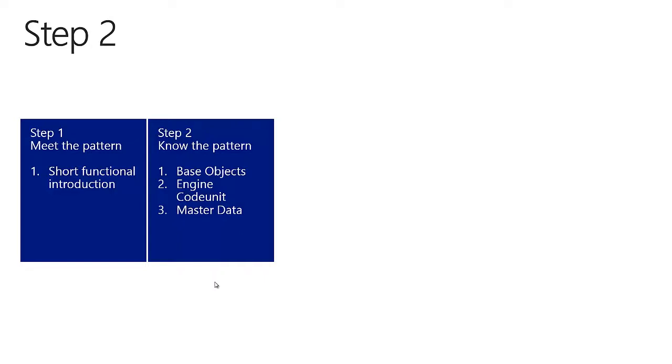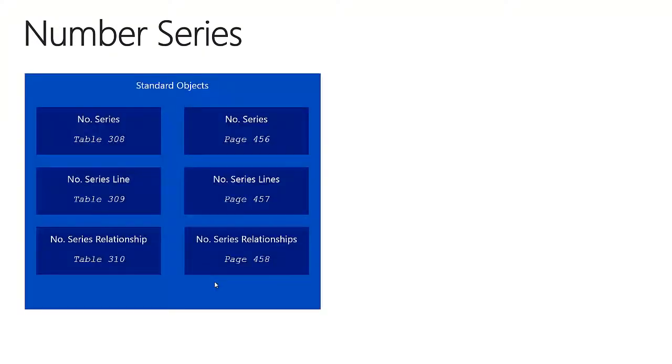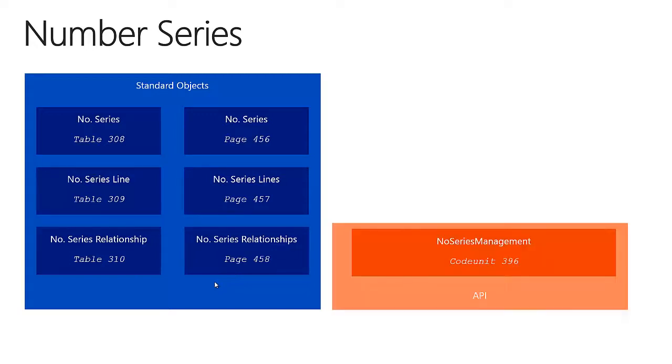Let's look at how this works from a technological perspective. The number series design pattern has 4 parts. The first part are the standard objects. These are the tables and the pages that we use to define the number series, like we just saw. The second part is the API, the management code unit that generates all the business logic.